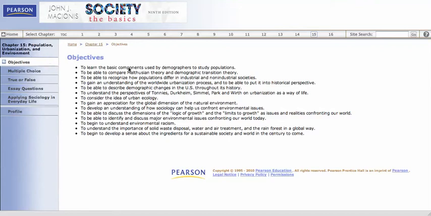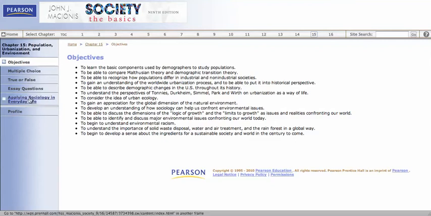So we're going to go over the demographics of different populations, demographic transition theory. We're going to go over the demographic changes in the U.S. throughout its history. So that's super interesting. So things that you might want to look at.